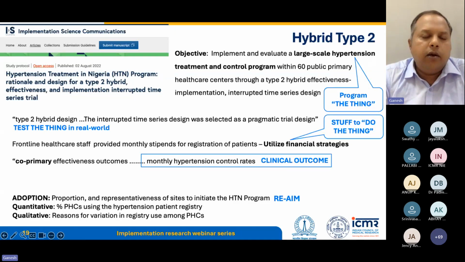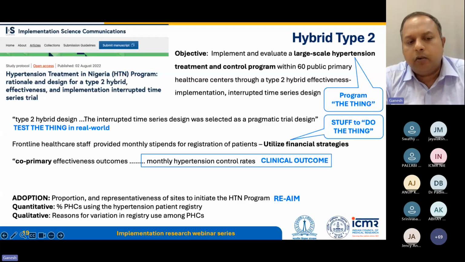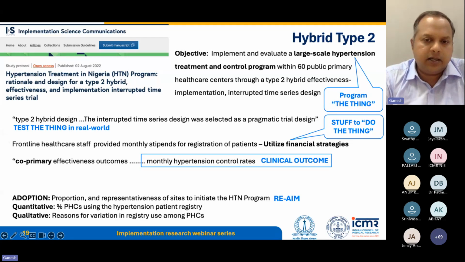Now you know, to answer this particular outcome, which is an implementation outcome, adoption being an implementation outcome, we may need to use a cross-sectional design, which is an observational study. For the qualitative component, we have to use interviews of the respective stakeholders to identify reasons for the variations in the registry use among the primary health centers.